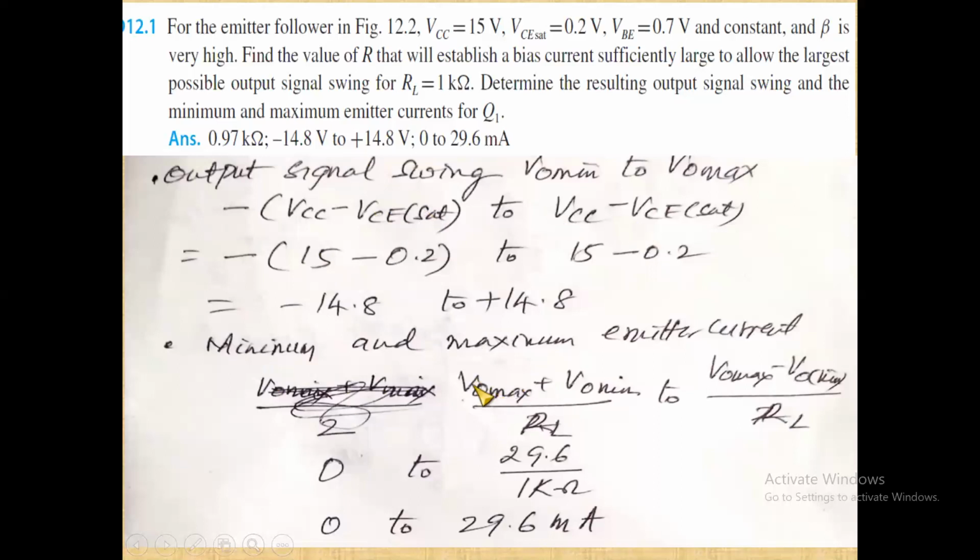So the minimum value will be V0 minimum divided by RL, and the maximum value will be V0 maximum divided by RL. So if you add these two up, then you'll get 0. And if you subtract, then you'll get 29.6 divided by RL. That will give us 29.6 milliamperes.